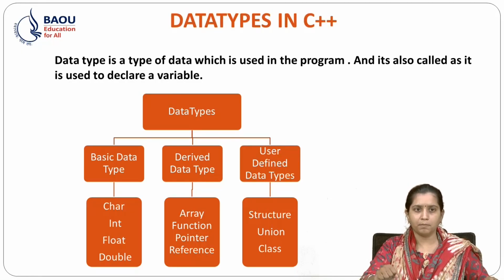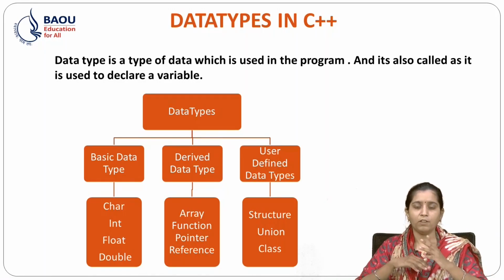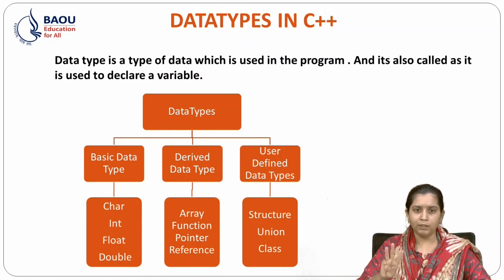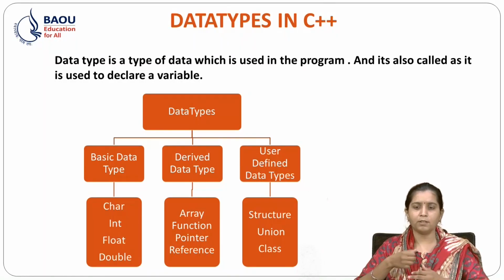Data types in C++. A data type is a type of data which is used in the program, and it is used to declare a variable. There are three types of data types: basic data types, derived data types, and user-defined data types. In basic data types, we have char, int, float, double. In derived data types, array, function, pointer, reference are used. In user-defined data types, we use structure, union or class.